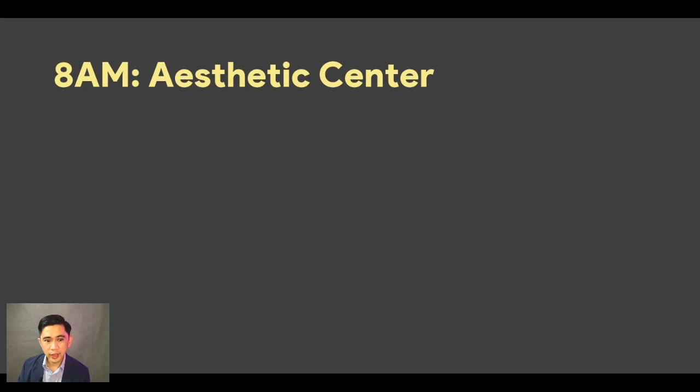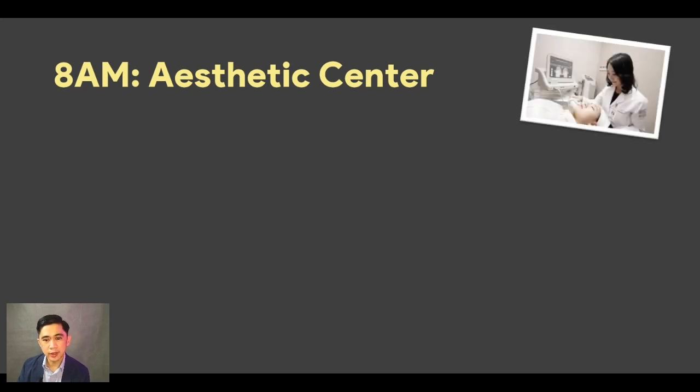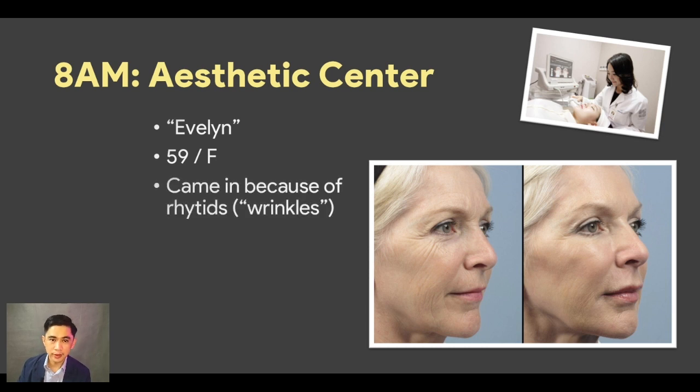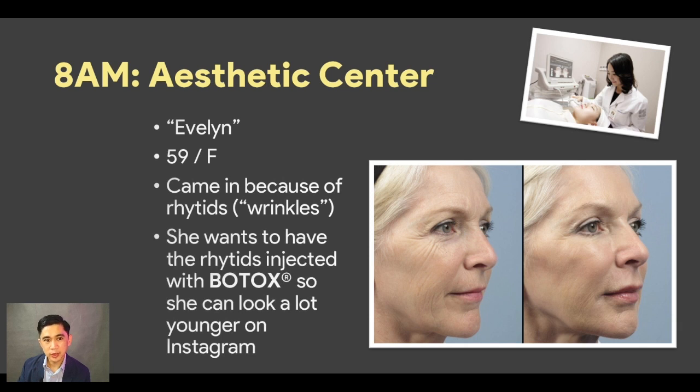Okay, so 8 a.m., you arrive at the aesthetic center, and the senior doctor tells you to do Botox injection on some patients. So the patient is Ma'am Evelyn, a 59-year-old female who came in because of rhytids or wrinkles. Okay, so she wants to have the rhytids injected with Botox so she can look a lot younger on Instagram. People nowadays are a little bit more self-conscious because of social media. So probably this is the reason that Ma'am Evelyn came to you for Botox injection.